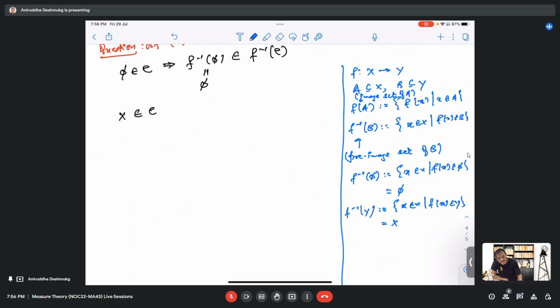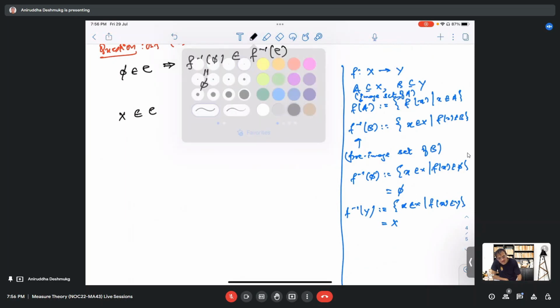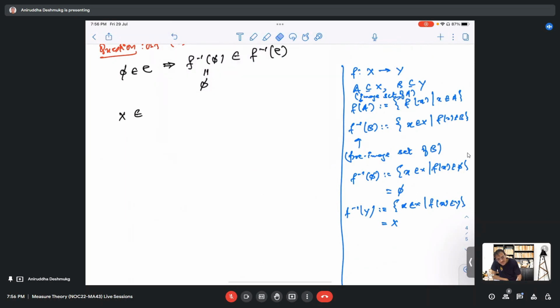So empty set is in C. Sorry, I have not written it correctly. Empty set is in F inverse C. X is in F inverse C. Okay, what about the intersections of two sets? Suppose that A and B are in F inverse C. Does this imply that F inverse of A intersection F inverse of B is again in F inverse C?